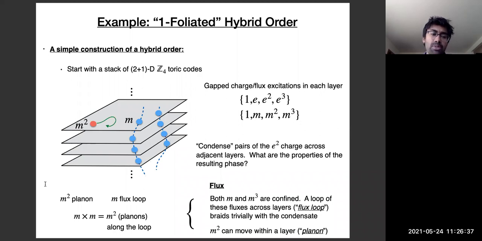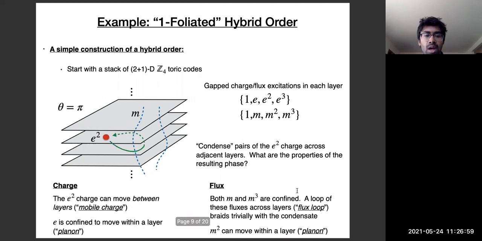And in addition, the M squared excitation in each layer braids trivially with E squared. And now I have another kind of conjugate planon that lives in each layer as well. So to summarize, the fluxes M and M cubed become confined, but I now have a new flux loop that lives across all the layers, and M squared, which is a planon, restricted to live within a plane. In addition, these excitations inherit the statistical phases that one already has present in the Z4 toric codes.